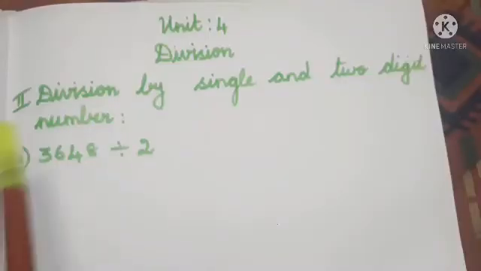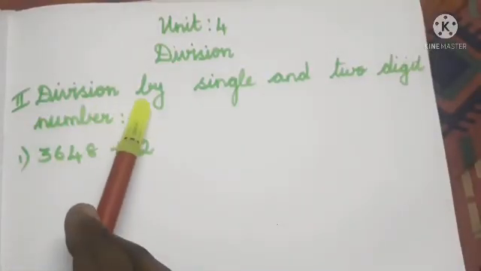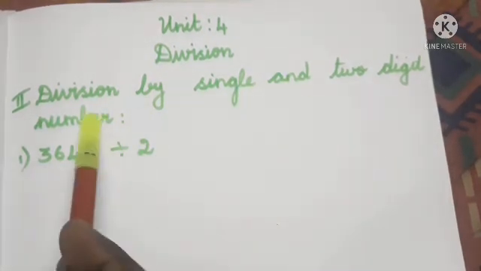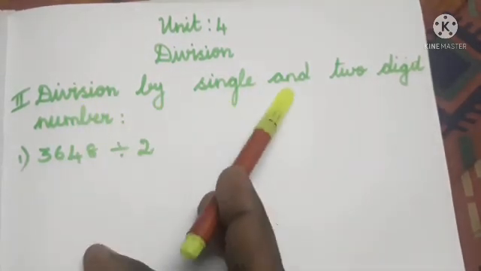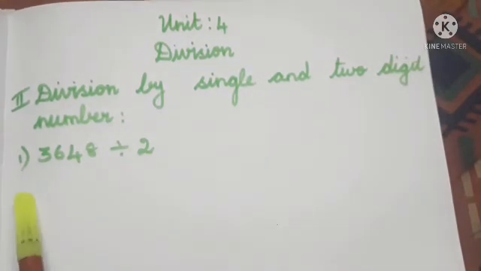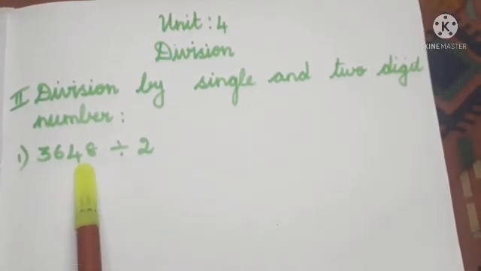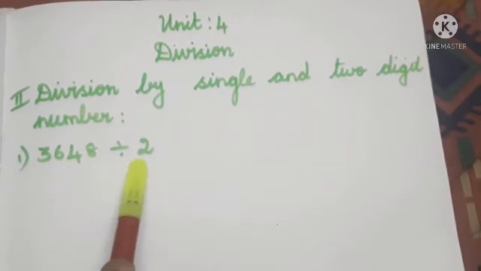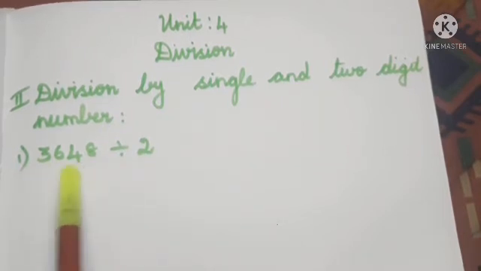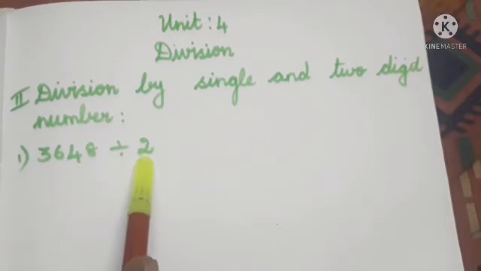So Roman number 2, we have division by single and 2-digit number. Look at the first question. Here we have to divide a 4-digit number by a single digit number. It's a 4-digit number, isn't it? We have 3648, and we are going to divide this 4-digit number by 2, which is a single digit number.